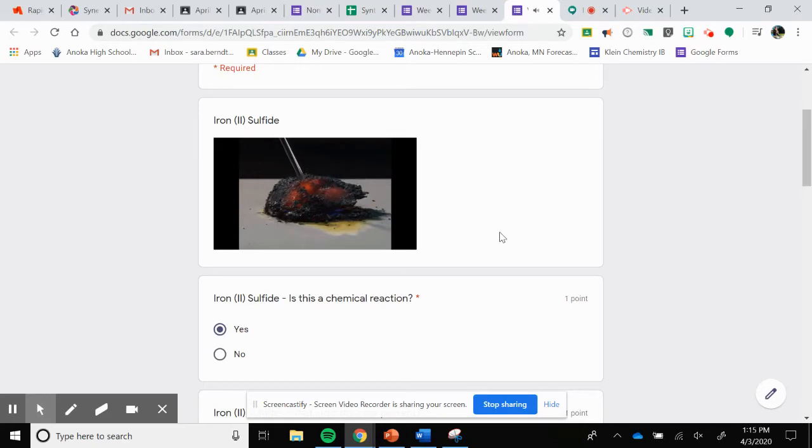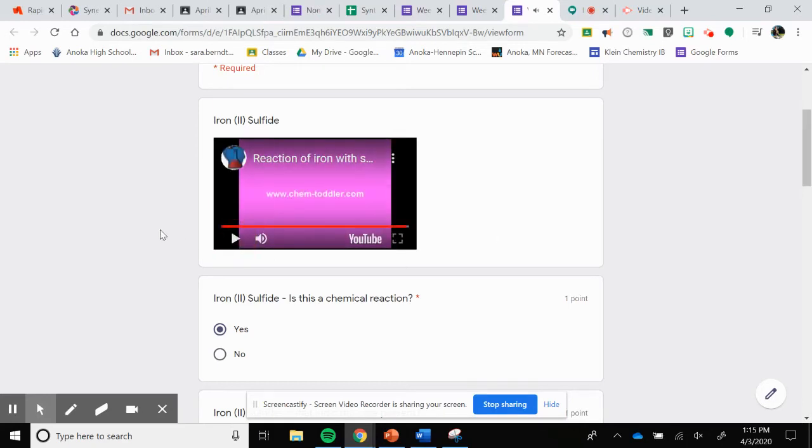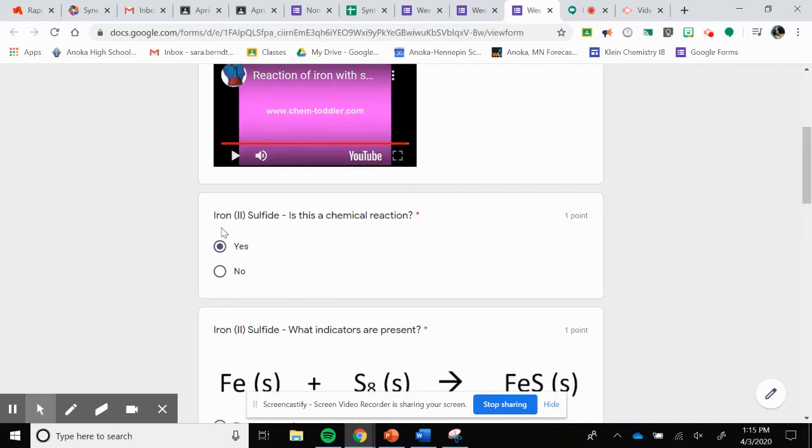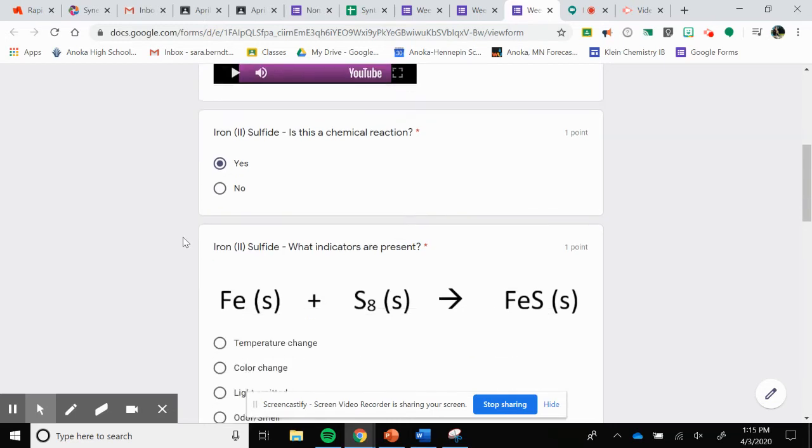And based off these, I am going to answer the following questions. So I'm looking at iron 2 sulfide. Is this a chemical reaction? Yes. I'm going to say that it is because it has at least one of those 7 indicators: temperature change, color change, light emitted, an odor or smell produced, the production of a gas, liquid, or solid. So I'm saying that yes, this is a chemical reaction because at least one of those indicators was present.